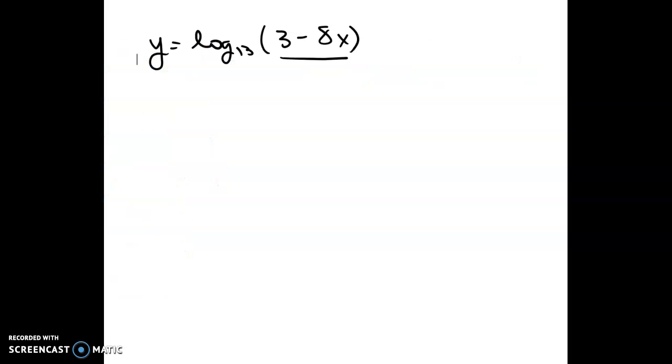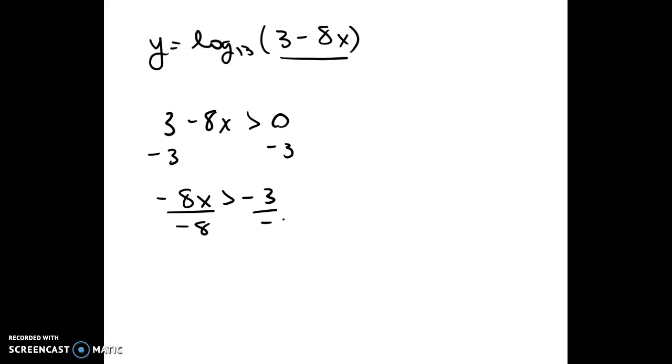Okay, so I'm going to take this 3 minus 8x. I'm going to set it greater than 0. So that's saying that it cannot be 0 and it has to be a positive number, so it can't be a negative number. And then I'm going to solve for x, so I'm going to move the 3 over. So negative 8x greater than negative 3. Divide by the negative 8. And so we've got x is less than.